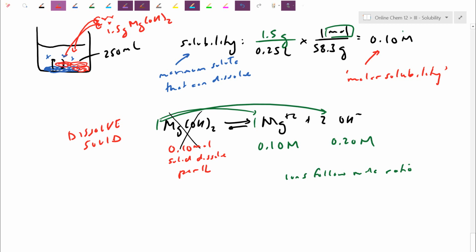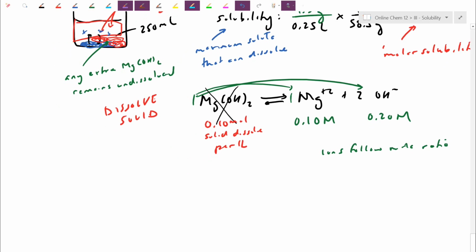I'm going to drop in more chunks of solid, but because I've hit the saturation limit, no more ions will actually dissolve into the mixture. So you might have any extra Mg(OH)2, we'll just say here, remains undissolved. It just sits around extra. I have a lot more solid present, so let's make that note here.